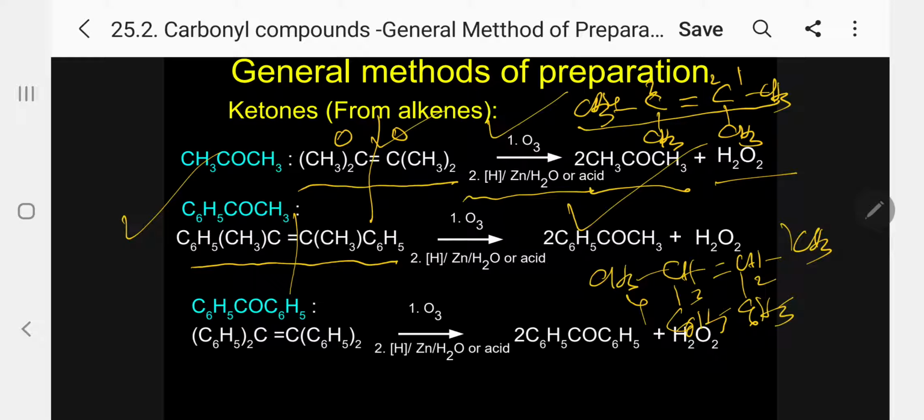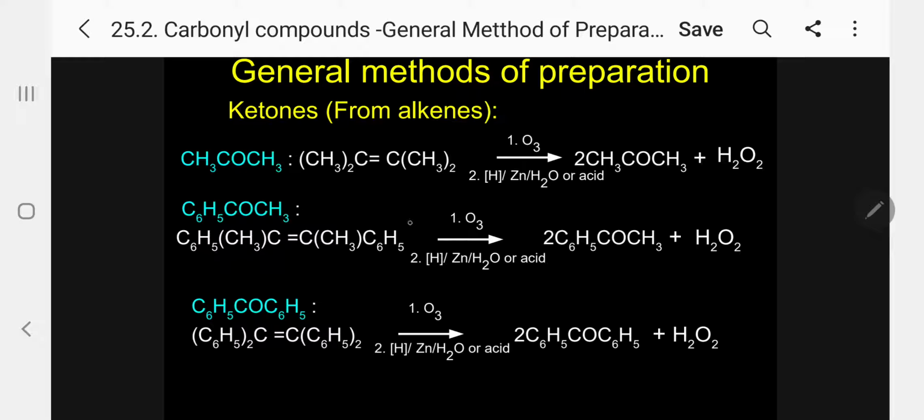The same way, benzophenone you can prepare from 1,1,2,2-tetraphenylethene. On ozonolysis it produces the corresponding ozonide. On reduction it gives 2 moles of benzophenone. Very, very easy. So any aldehyde or any ketone we can prepare.